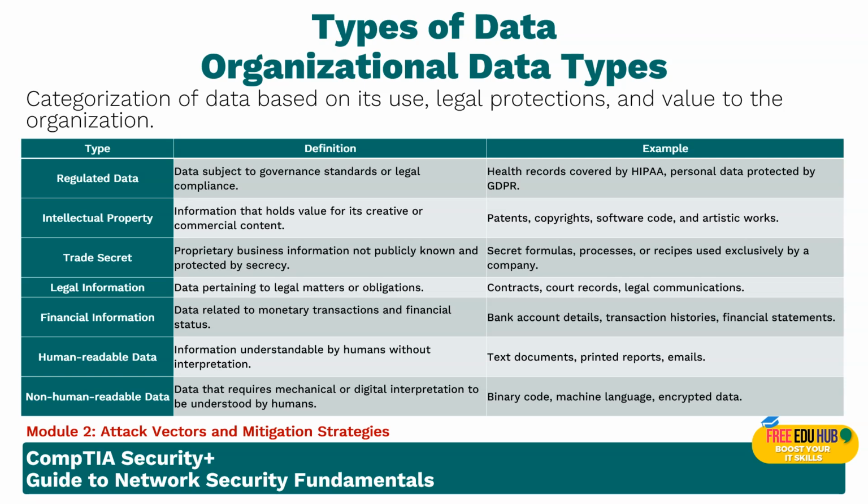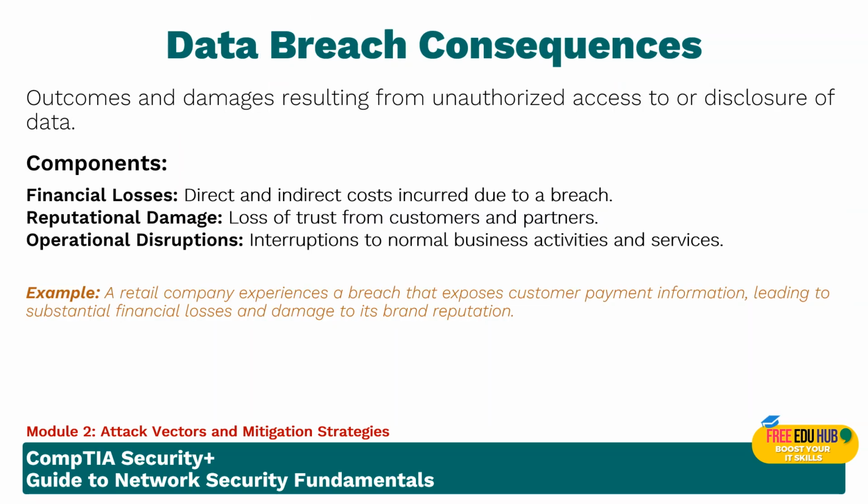Now we have human readable data, which is information accessible by humans without interpretation, for example, text documents, printed documents, and emails, etc. Now we have non-human readable data as well, which requires mechanical or digital interpretation. For example, binary code, machine language, encrypted data, or we can say that if you have QR codes, of course, we need machines to read that. There is lots of information which is hidden in that.